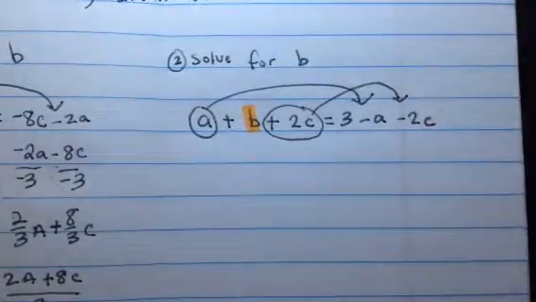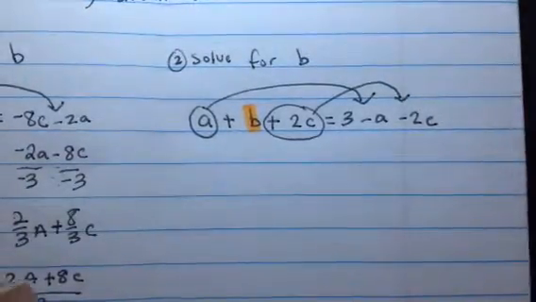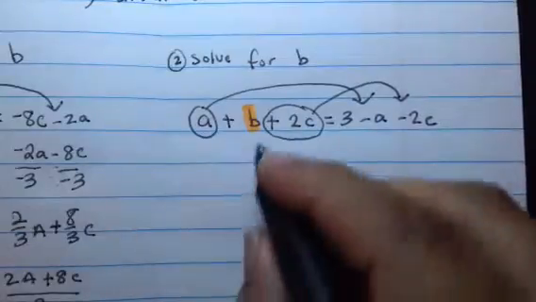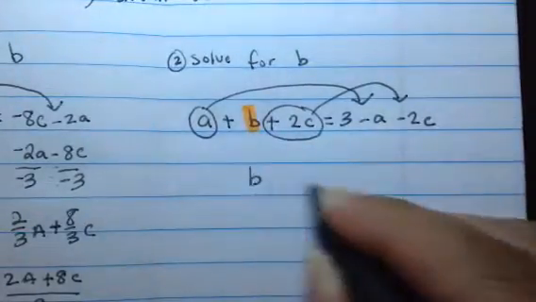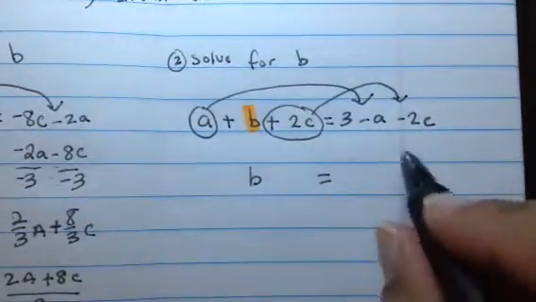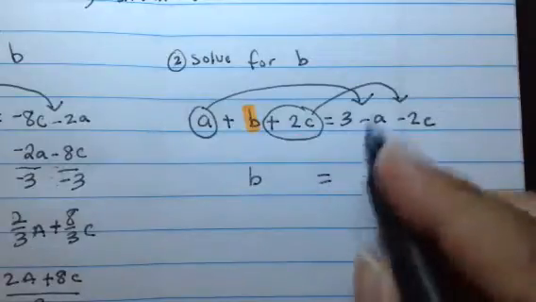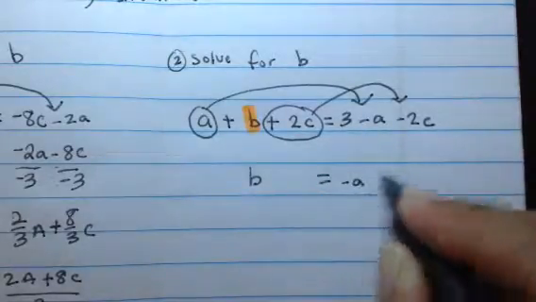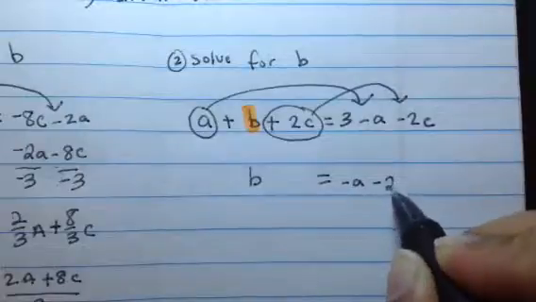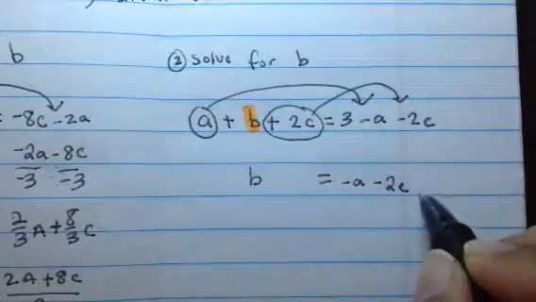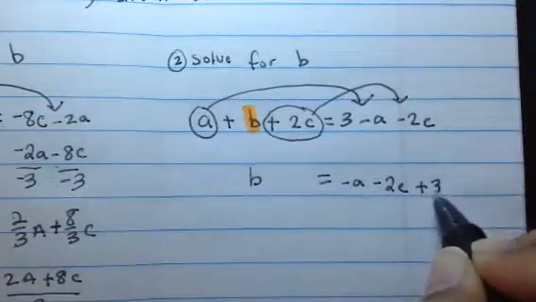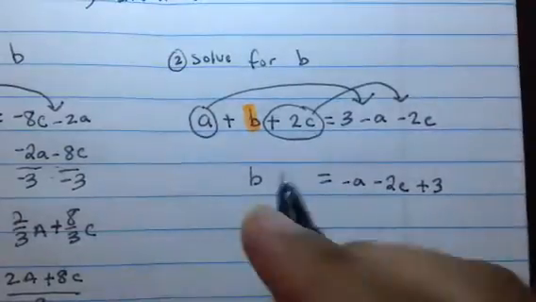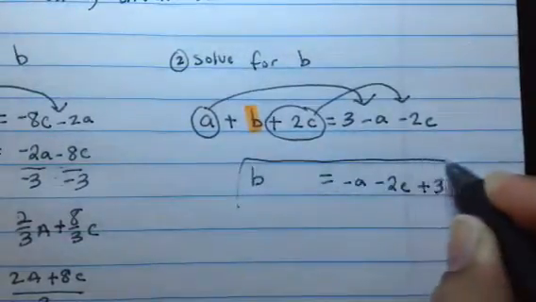So again, we want everything alphabetical. Letters come first, then the numbers. So I have b equals, and alphabetically a comes first, so it's negative a minus 2c, and then the constant comes on its own. So is b by itself? Yes, it is. We're done.